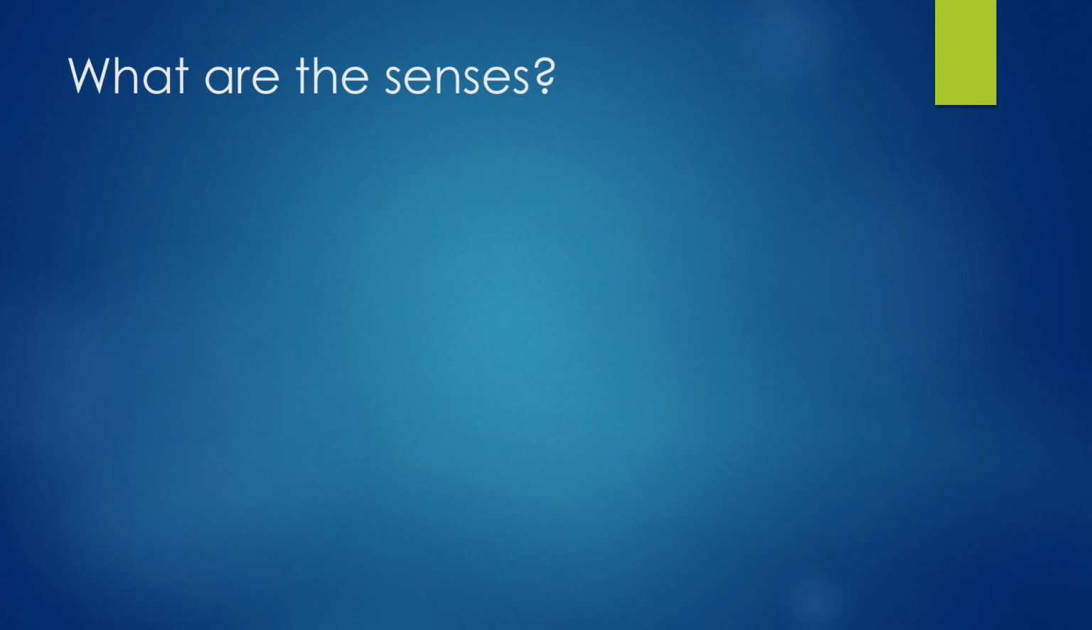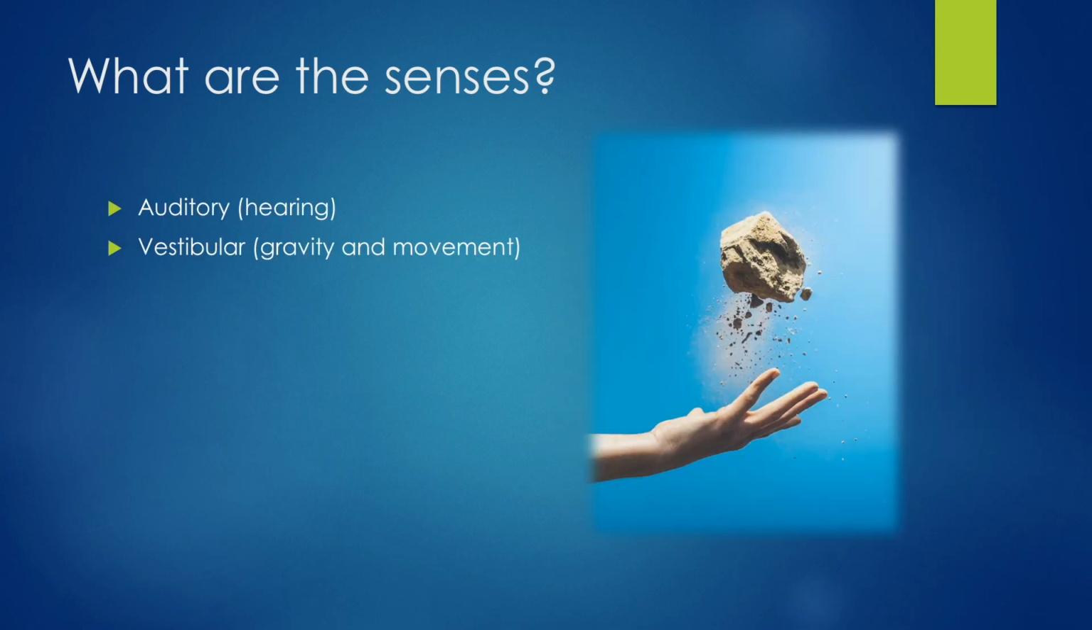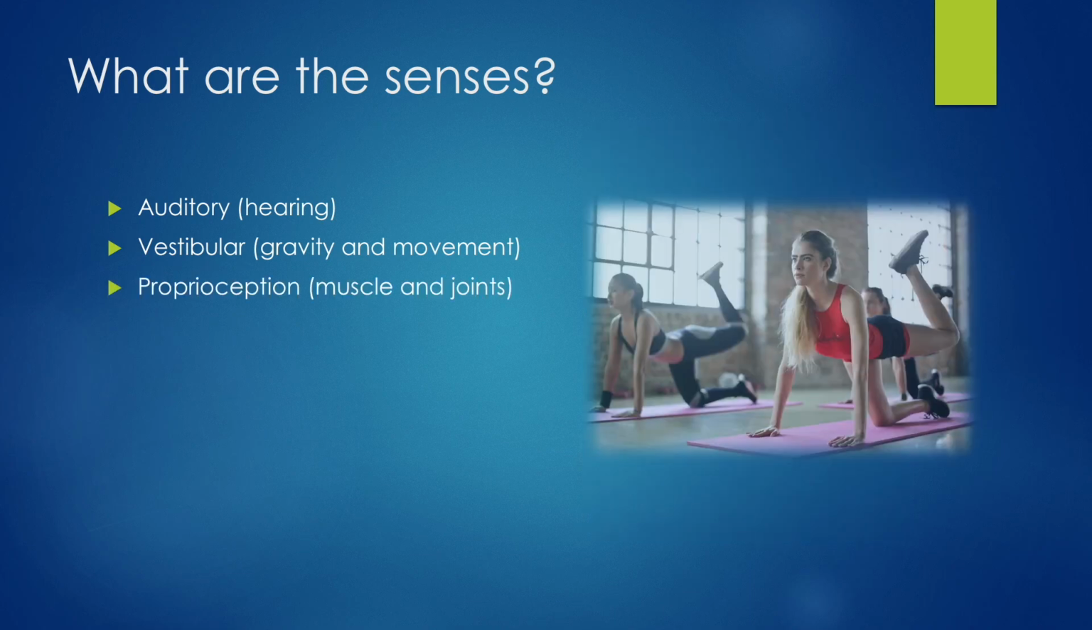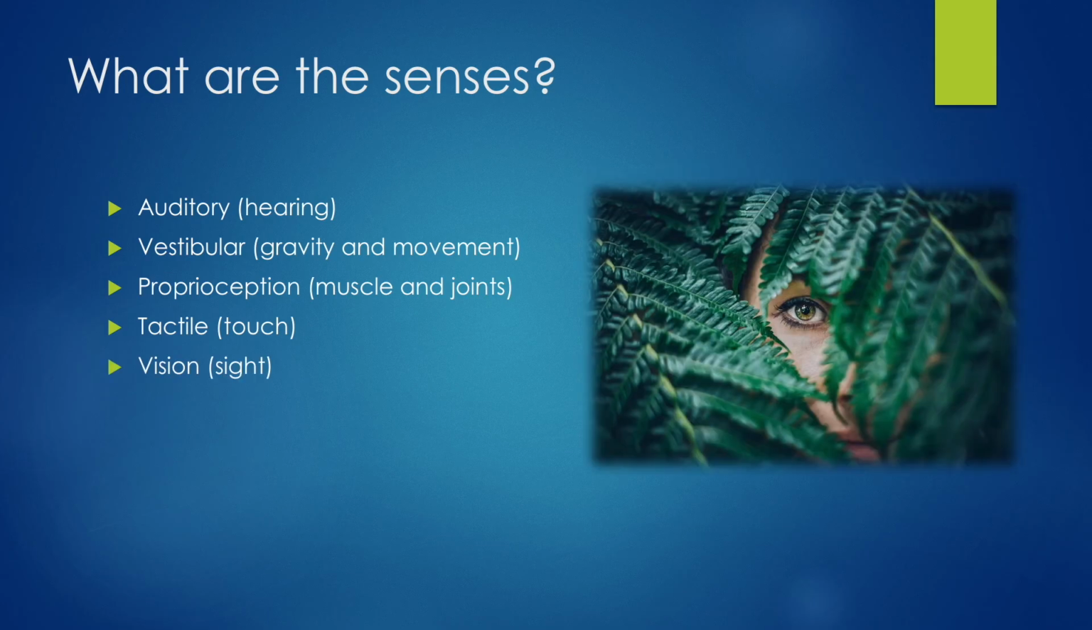Senses involved in this theory include auditory, which is your hearing, vestibular, which is gravity and movement, proprioception, which is your muscles and joints, tactile, which is your touch, and vision.